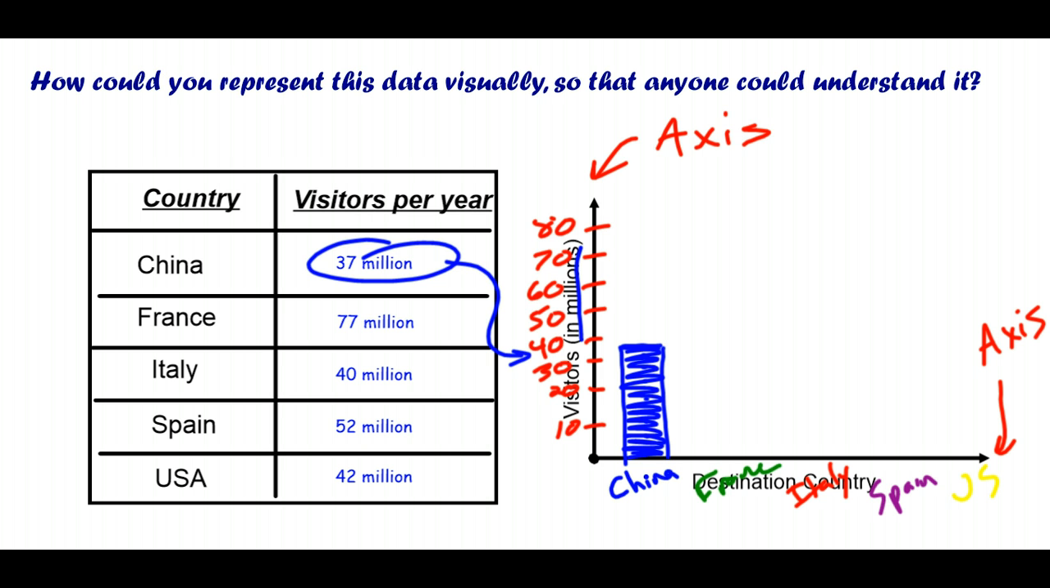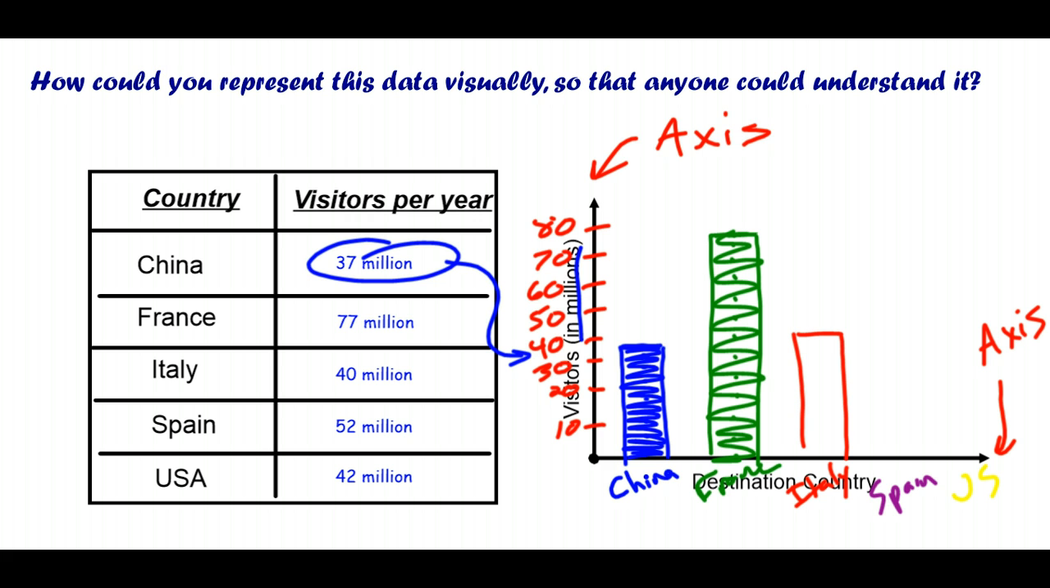Now, France, 77 million. Again, right above France, we'll go up to that point, which is about 77 million. Create the vertical bar from France that represents 77 million. And so on with Italy at 40 million, Spain at 52 million, and the US at 42 million.